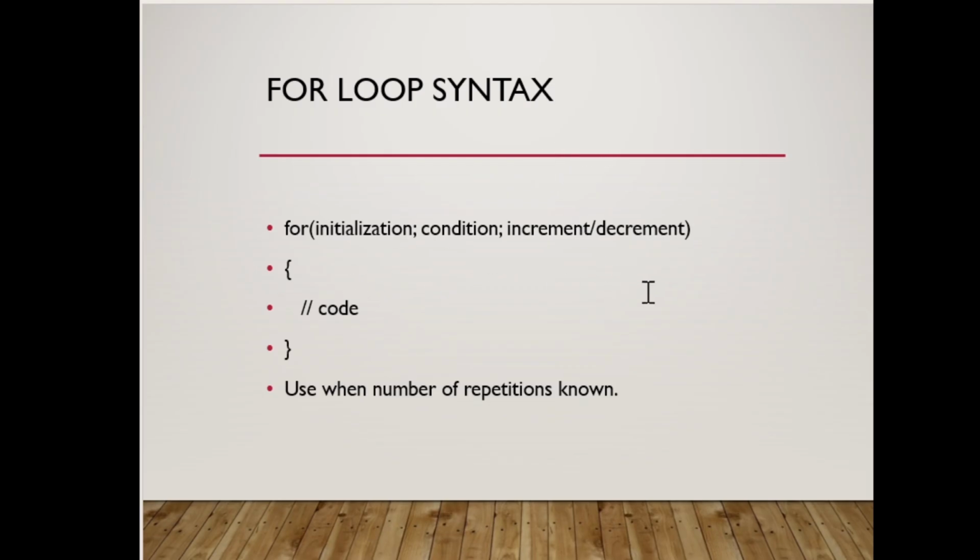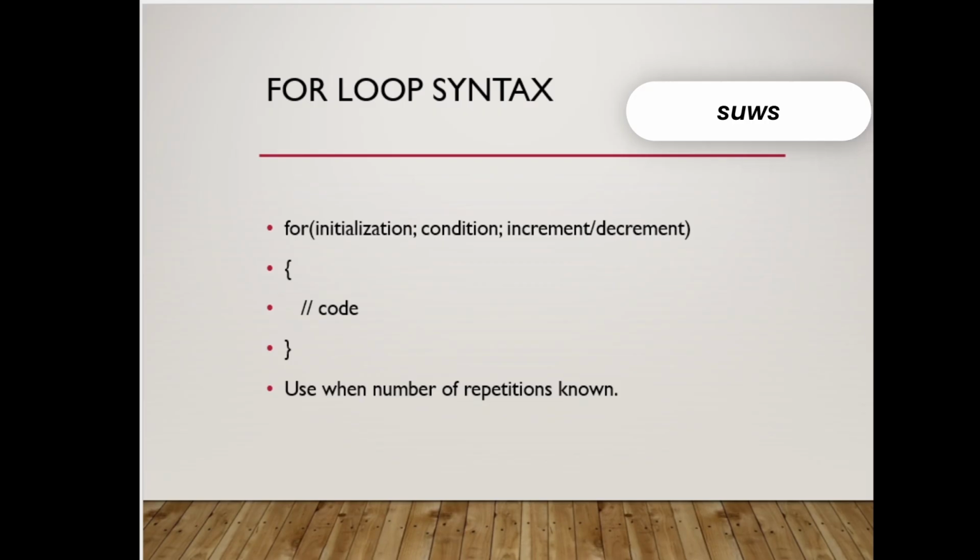Initialization starts the loop variable. Condition decides whether the loop continues. Increment or decrement updates the variable after each iteration. This makes the for loop very compact and easy to read. Now let us see a simple example of a for loop. In this program, we are printing numbers from 1 to 10.